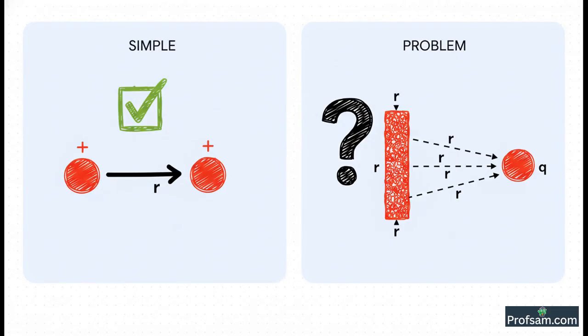Now, look at this. This shows the problem very clearly. On the left side, you have 2-point charges. The distance r between them is just one single value. Simple. But now, look at the charged rod on the right. If we want to find the force on that test charge Q, the distance r from the top of the rod is different, the distance from the middle is different, and the distance from the bottom is also different. You see, every tiny piece of the rod is at a different distance. So which r are we supposed to put in our formula? We can't just pick one, can we? This is the big problem we need to solve.